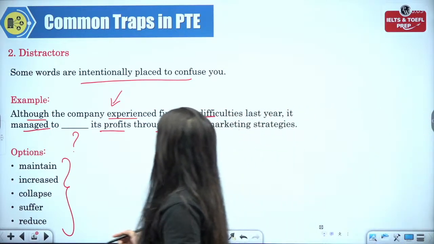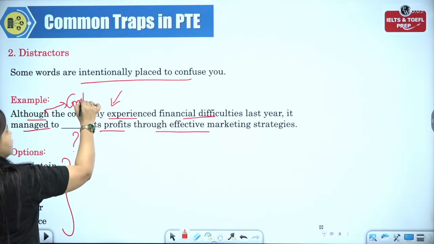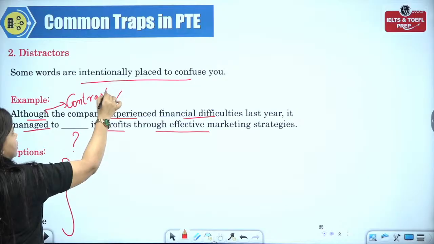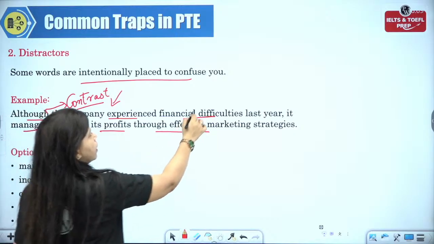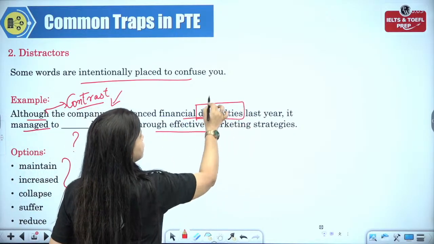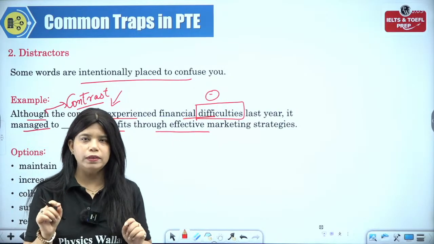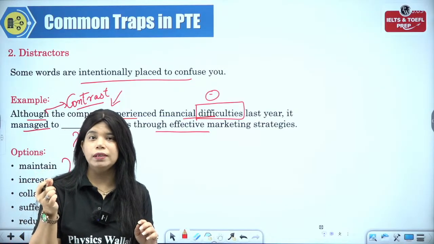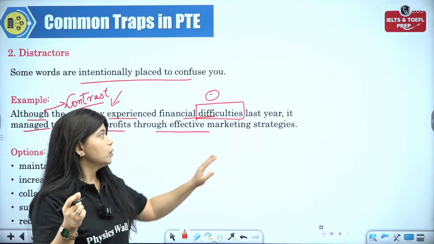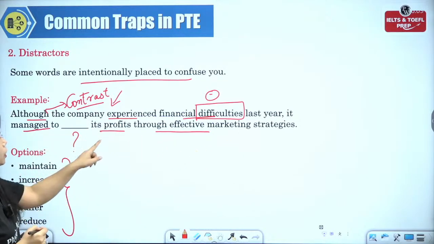Right, let's understand. So, although is a conjunction of contrast, we use this conjunction with contrasting ideas. Number one, okay? Now, let's understand what's the contrast over here. It says, although the company experienced financial difficulties, that means this is a negative sentence here. They're talking about difficulties in first part of the sentence. Therefore, the second half of the sentence should be positive, should have something positive. So the second half of the sentence says, it managed to dash its profits.